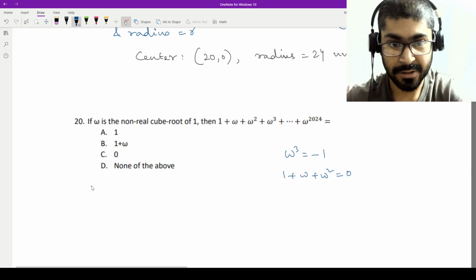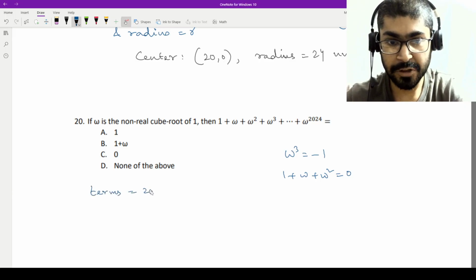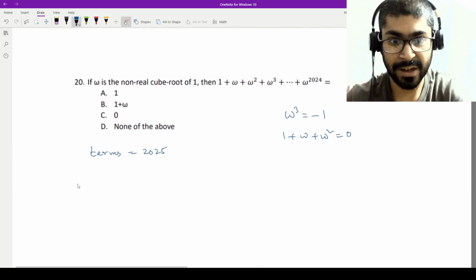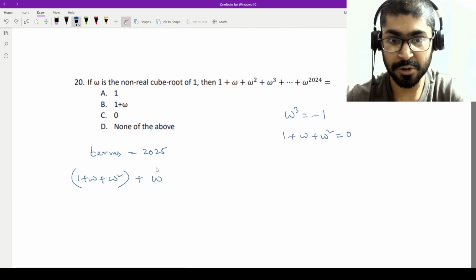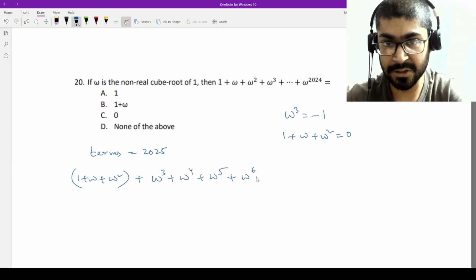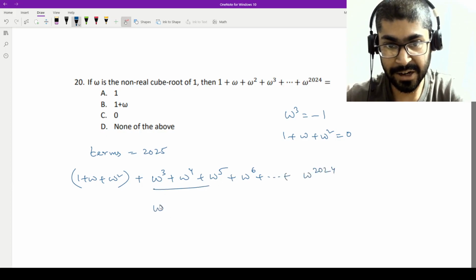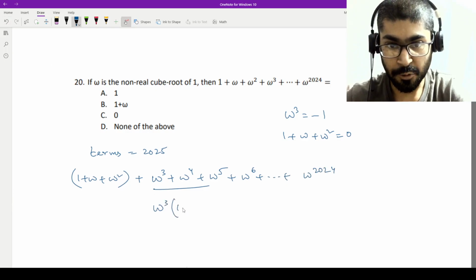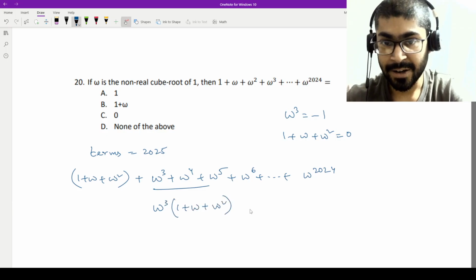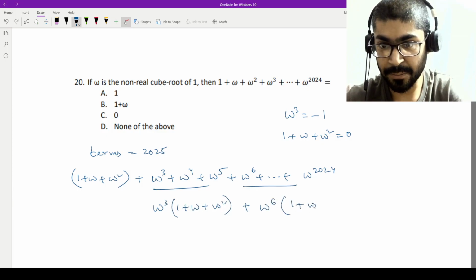So here terms equal to 2025. How can we group them? I can have 1 + omega + omega square, and this is 0, right? Then the next terms: omega cube plus omega to the power 4 plus omega to the power 5, plus omega to the power 6, and so on till omega to the power 2024. Now I can take omega cube common and get 1 + omega + omega square. Then from the next ones I can take omega to the power 6 common and I will have 1 + omega + omega square.